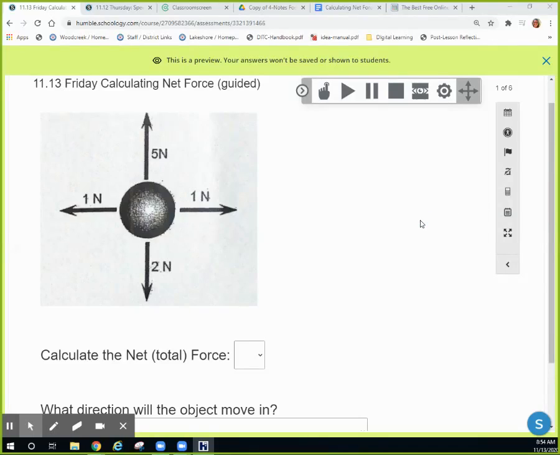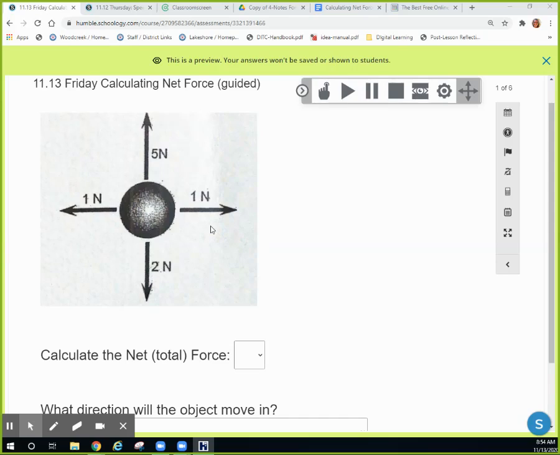Okay, so yesterday we discussed what net force was. Net force is the total force being applied onto an object. So in this diagram, we have four forces. We have an upward force, a downward force, and we have two forces pulling to the left and to the right. So what we do when we calculate net force is if the arrows are in the same direction, we add them together. If they are in opposite directions, we subtract.